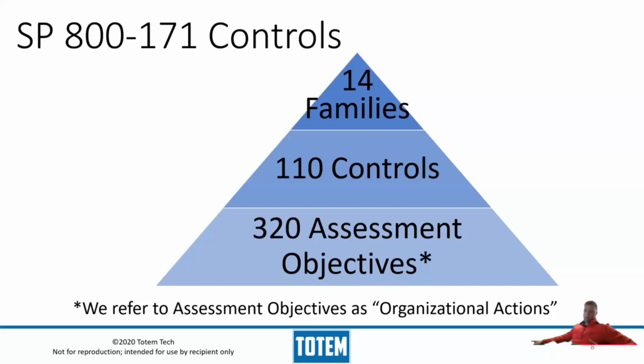And this is a subset of those 14 families. And then these 320 assessment objectives are the actions that you have to take. So you see down at the bottom, we refer to these as organizational actions because these are the things that you actually have to do in order to be compliant to these controls.